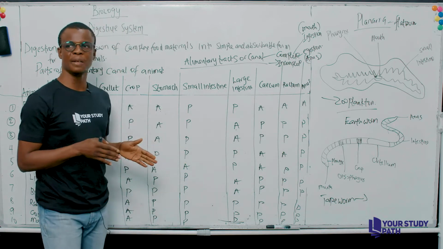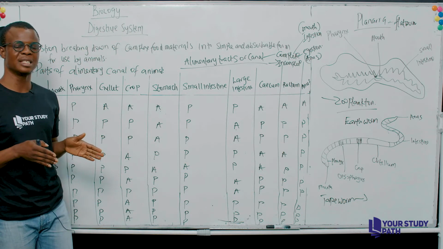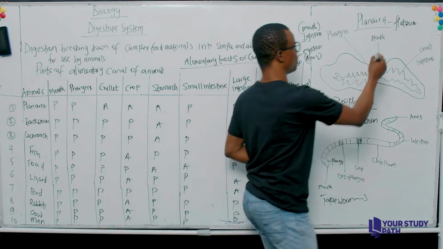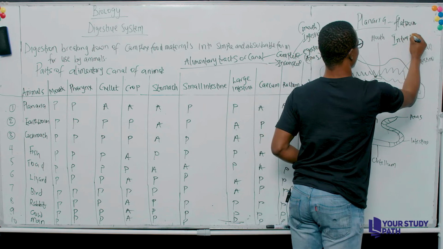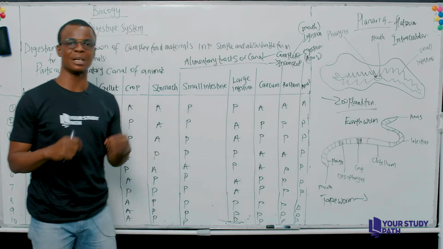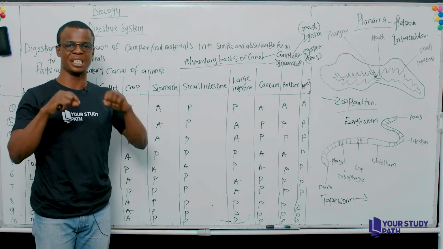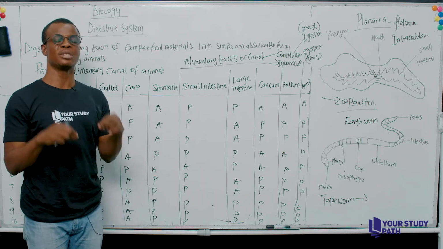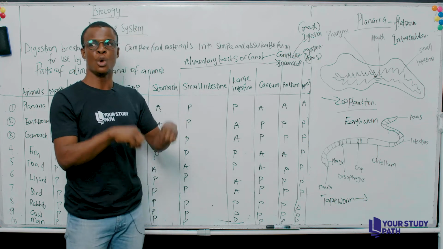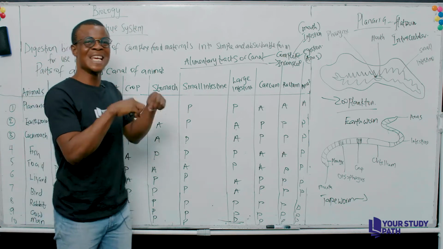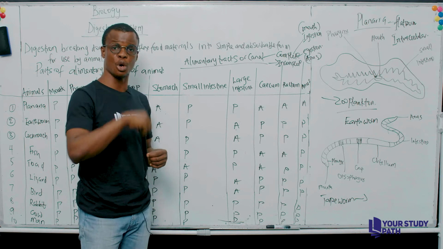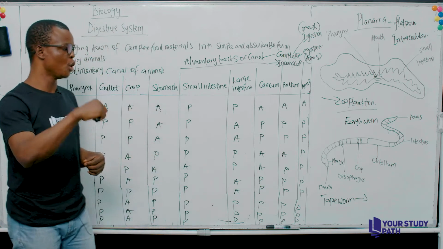So digestion in tapeworm is extracellular. For digestion in planaria, it's intracellular. When we say a digestion is intracellular, we are simply saying it occurs in the cell, in the alimentary tract of an organism. Intra means inside. So when we say digestion is intracellular, we are simply saying such digestion takes place in the cell of an organism, or in the alimentary tract or alimentary canal of an organism, and further in the cells of such an organism.